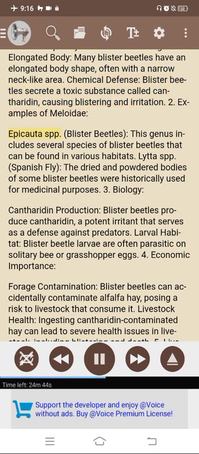2. Examples of Meloidae. Apalus spp. Blister beetles. This genus includes several species of blister beetles that can be found in various habitats. Lytta spp. Spanish fly. The dried and powdered bodies of some blister beetles were historically used for medicinal purposes.